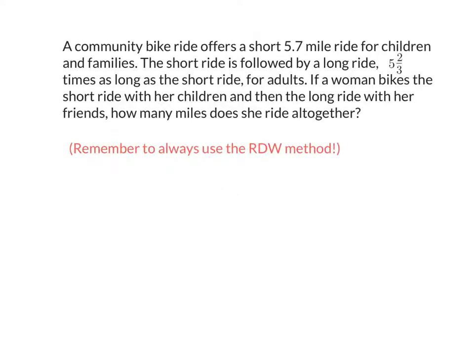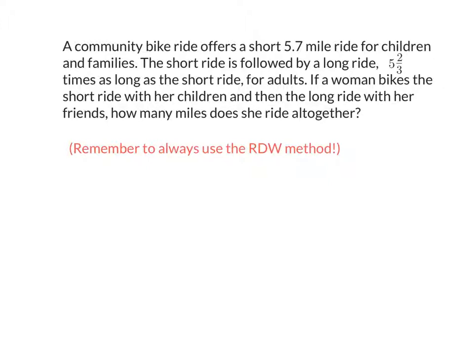A community bike ride offers a short 5.7-mile ride for children and families. You might think, what, 5.7 miles? That's not short. But when you're riding on a bike, that is pretty short, okay? Then the short ride is followed by a long ride, which is 5 2/3 times as long as the short ride, for adults. If a woman bikes the short ride with her children and then the long ride with her friends, how many miles does she ride all together?